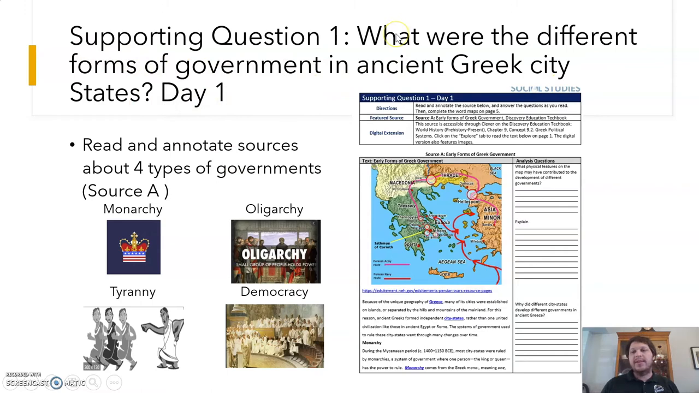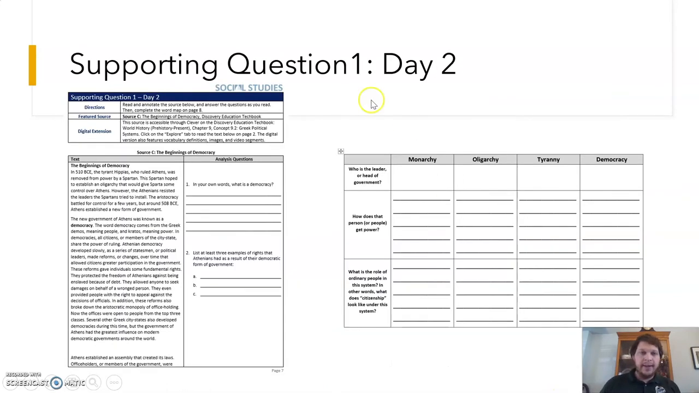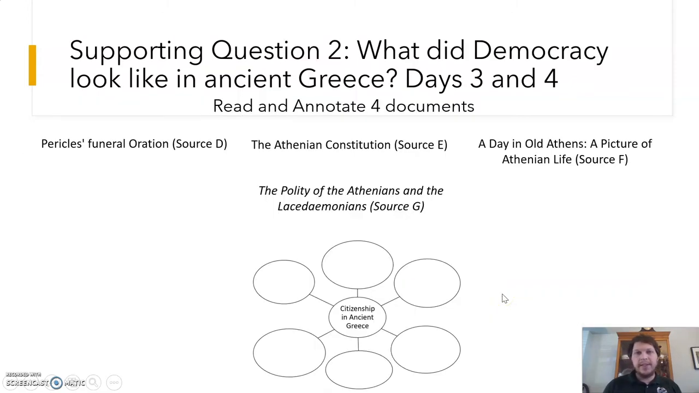This is what I would say is your job for day 1. You're going to read and annotate about the 4 types of government. They're monarchy, oligarchy, tyranny, and democracy. There is a pretty lengthy document with some questions you need to answer along the way. And then with day 2, there's another document more specifically about democracy, and then your students are going to fill in this comparison chart. That's pretty much day 2.